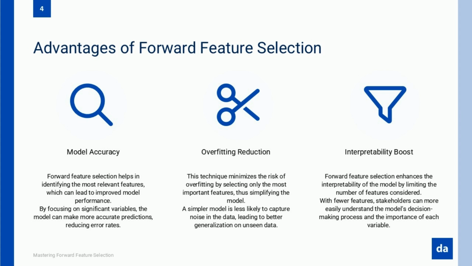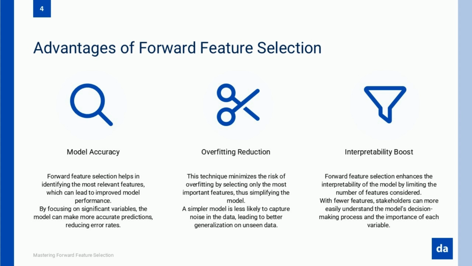Then, there's the overfitting problem. Imagine training for a marathon by memorizing every crack in the pavement on your practice route. Sure, you might run that specific path flawlessly, but the moment the race moves to a different road, you're lost. Overfitting happens when your model memorizes your training data too well, learning the noise instead of the real patterns. Forward feature selection reduces that risk by keeping only the most meaningful variables, helping your model focus on the actual signals rather than random quirks in the dataset.